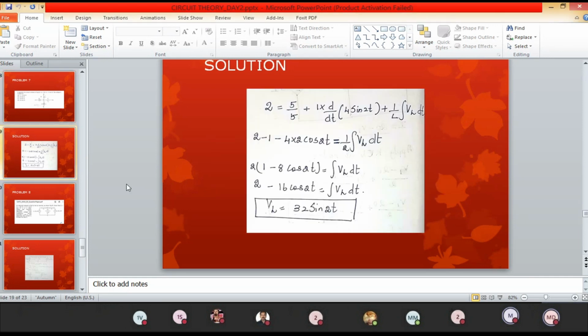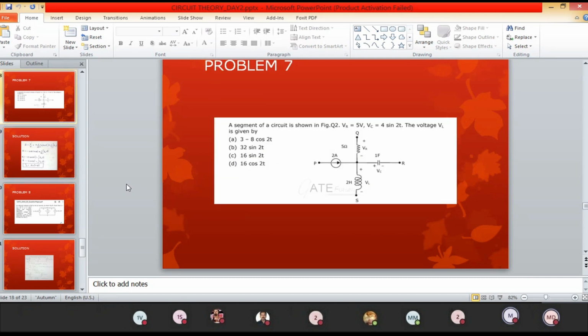Here I'm using: current entering the node is equal to current leaving the node. A perfect application of Kirchhoff's current law. What is the current entering the node? 2 amps. Current has 3 paths for leaving: current through the resistor, current through the inductor, and current through the capacitor.